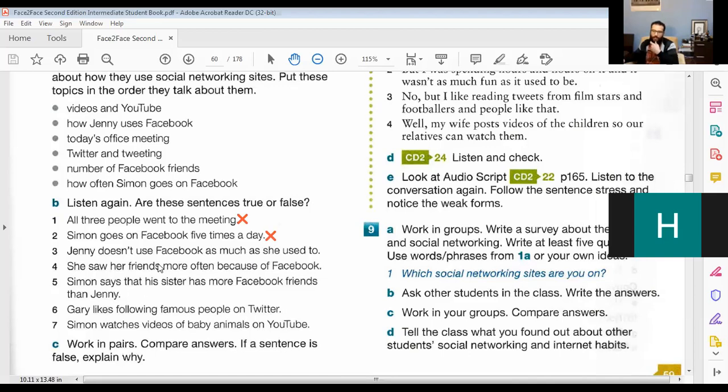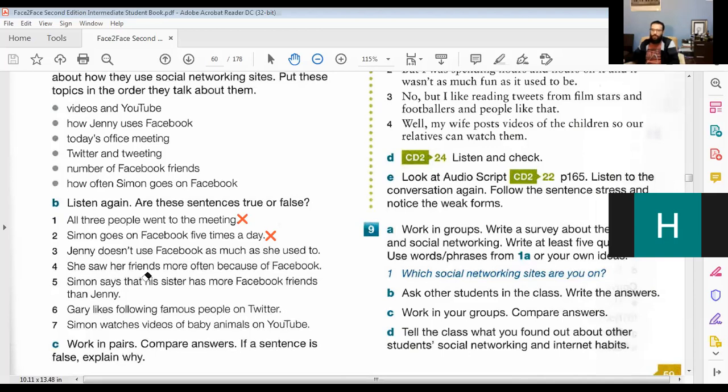Jenny doesn't use Facebook as much as she used to. It's right, yeah. This means she used to use it more in the past. True. No, not more in the past. I don't know. You mean in the past more? I don't know. But she doesn't use Facebook a lot. Okay, so let's leave it. We're not sure. Okay, number 4.